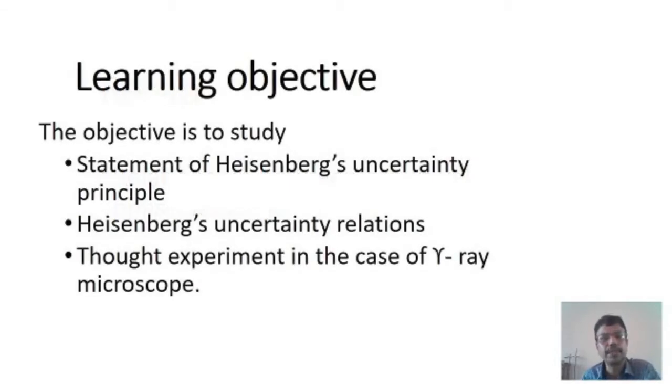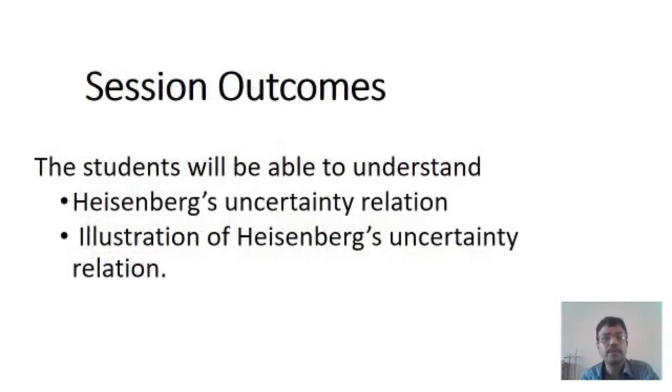Learning objective: the objective is to study the Heisenberg uncertainty relations and illustrate this Heisenberg uncertainty relation in the case of gamma ray microscope. This is an experiment related to the gamma ray microscope. Session outcome: the students will be able to understand the Heisenberg uncertainty relations and the illustration of the Heisenberg uncertainty principle.